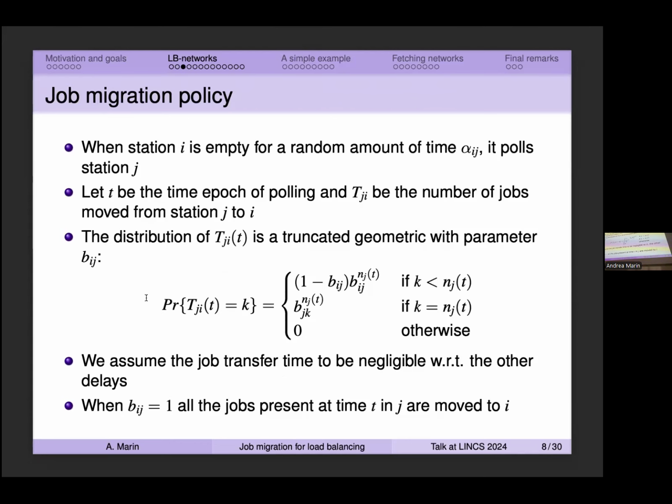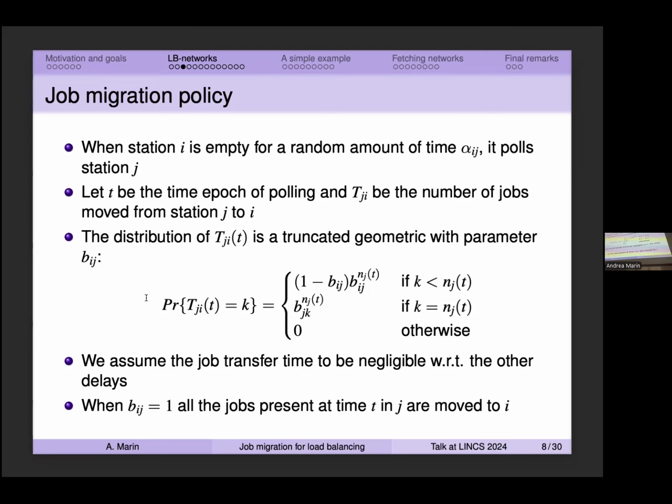Okay, so how do we move? This is the policy of job migration. So the idea is this. When a station becomes empty, it starts an exponential timer, okay? And 2 things can happen. Either the timer expires and the station remains idle for the whole length of this timer, okay? And in this case, it will fetch some jobs from another station, okay? Or another job arrives, the station is not idle anymore, and the timer is forgotten, so you don't fetch any jobs from other stations. Okay. The question now is how many jobs do you steal from the paired station?